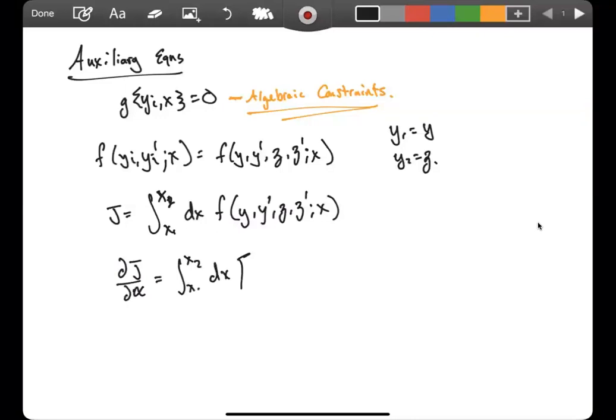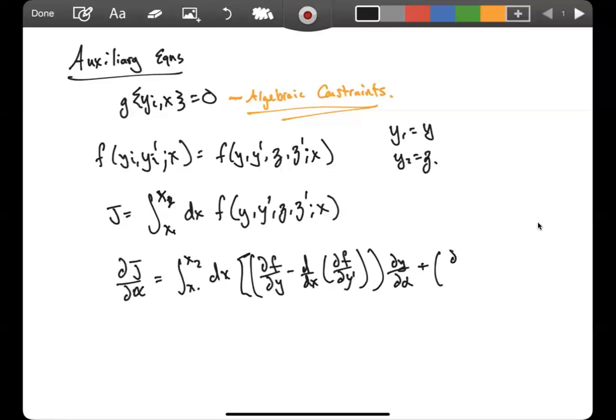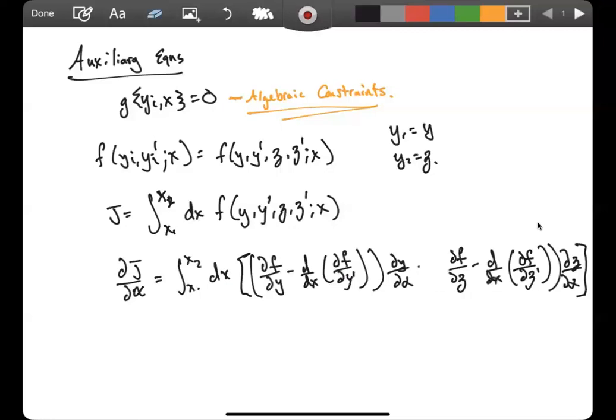What we get is the partial of f with respect to y minus, by our integration by parts, d/dx of the partial of f with respect to y prime, all times the partial of y with respect to alpha. Plus the same thing for z: the partial of f with respect to z minus the full derivative with respect to x of the partial of f with respect to z prime, all times the partial of z with respect to alpha.